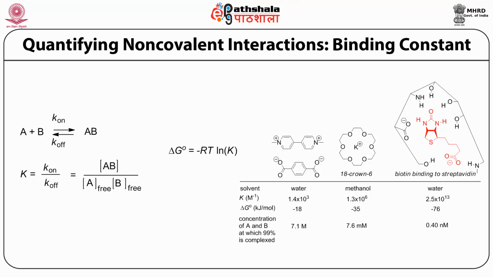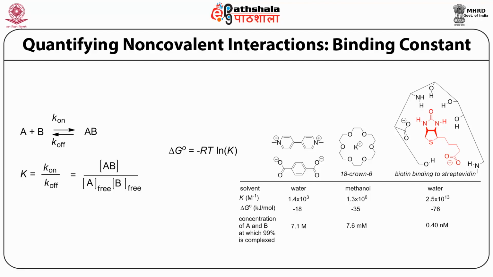Now, what does it say? If you convert that into the corresponding free energy of the process, you can see the free energy changes in all three systems from minus 18 to minus 76. Now, this can also translate into another parameter.